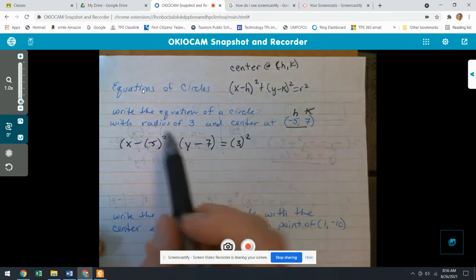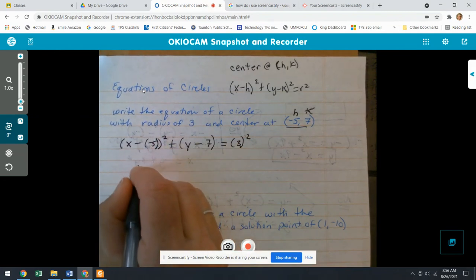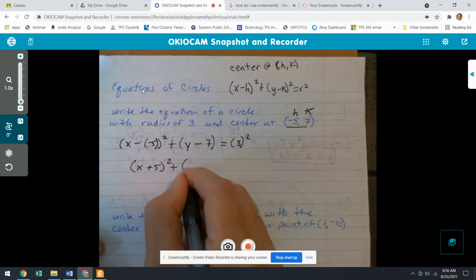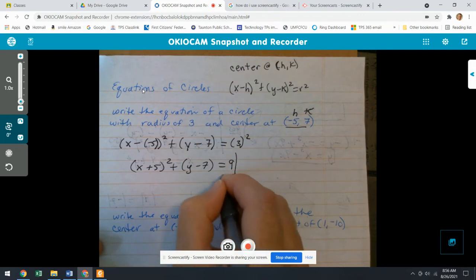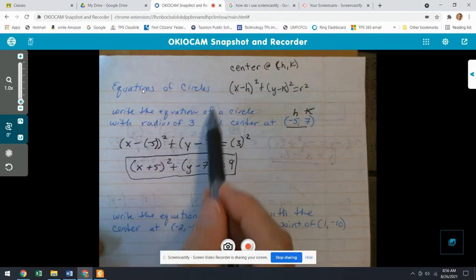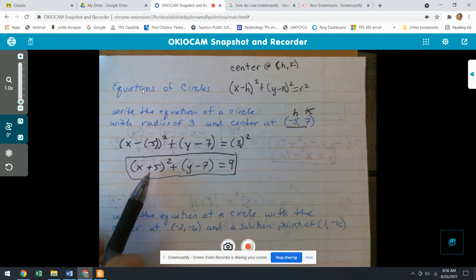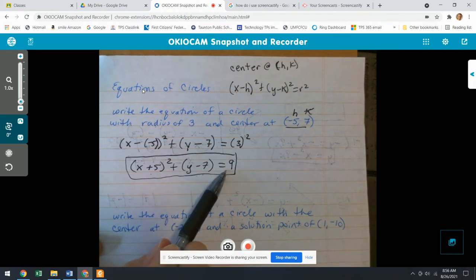So now we just want to clean it up. x minus a -5, sorry, that should have had that, turns into x plus 5. Copy the plus, y minus 7 does not change in the parentheses, and then 3 squared is 9. So you want to be able to go back and forth between having information like this and writing the equation, or being given this equation and recognizing that the center is at (-5, 7), and the radius is 3.